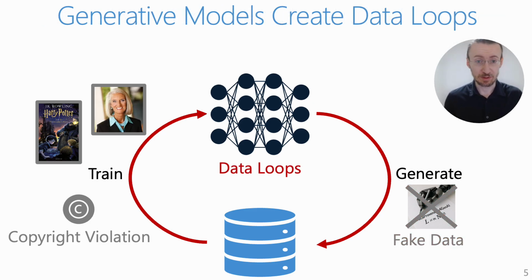Finally, generative AI creates data loops. Content generated by these models is published online, then scraped and reused to train the next models. In the long run, these data loops degrade the quality of models. Specifically, they amplify harmful biases from earlier models and carry them over to new models.